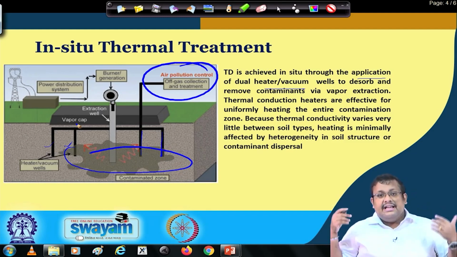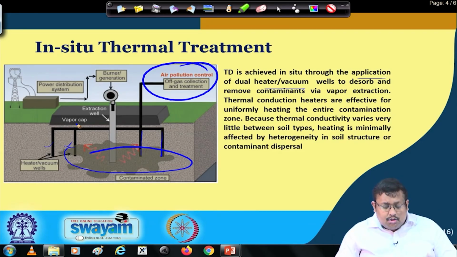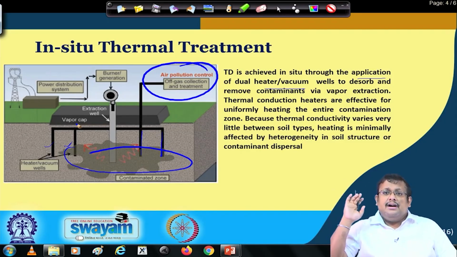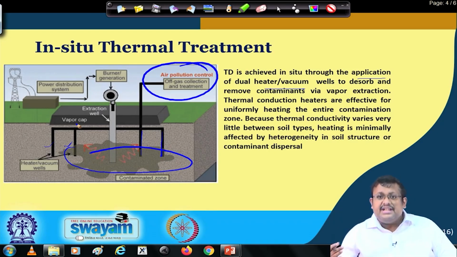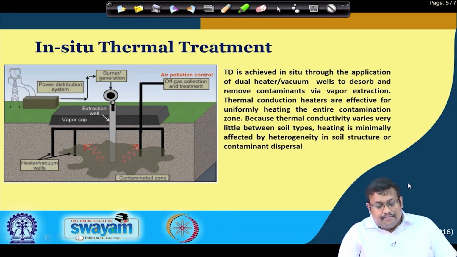Generally we insert the conduction heaters, heat the soil, and as a result the contaminants convert into vapor. This vapor is extracted by the extraction wells. The extracted vapor goes to the air pollution control unit, where it is further treated before being released into the atmosphere. So, this is the in situ thermal treatment example.